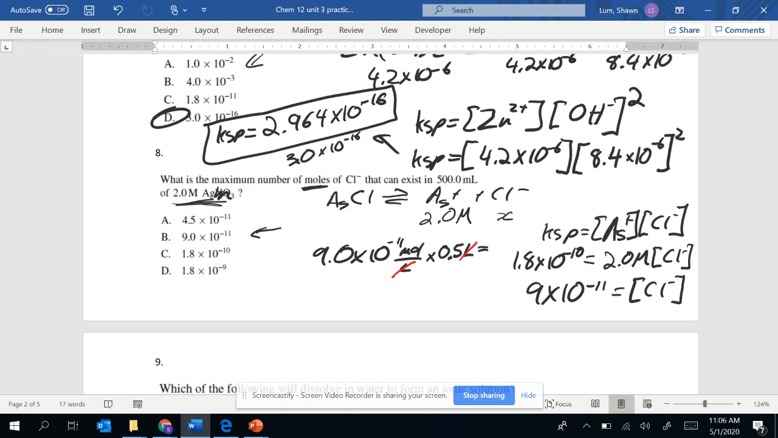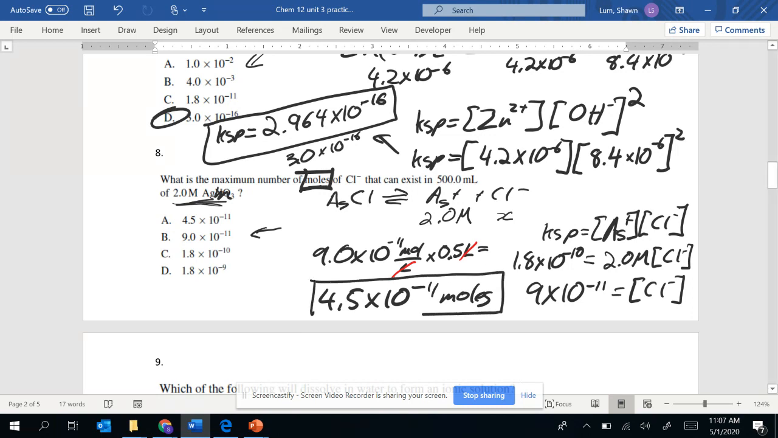Okay, so we take this number, we multiply it by 0.5, because that's how many liters we have, and we get the number 4.5 times 10 to the minus 11 moles. Again, the question wants moles. This should be like a 2-mark question, and it's an old provincial exam. Some of the multiple choice questions were worth 2 marks, and some only 1 mark. But anyways, this is 4.5, so our answer is this one right here. A little bit tricky because we have that distractor in here.